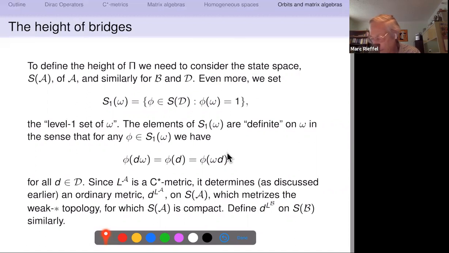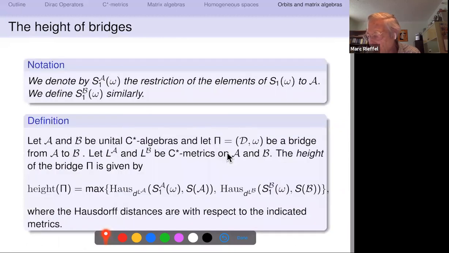Okay. And since L sub A is a C-star metric, it gives us an ordinary metric on the state space of A, which metrizes the C-star topology, and the same thing on the state space of B. And then what we do is we take these special elements and we restrict those elements to A, and similarly to B, which is what the superscript indicates. So now these are states on A and states on B.